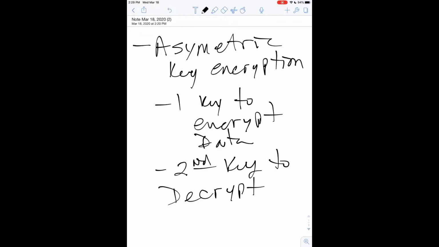The asymmetric keys are used widely on the internet. When you go to a website with HTTPS, that S is secure, you're actually encrypting data as it's transmitted. That S is the secure piece. That is an asymmetric algorithm that we're using.